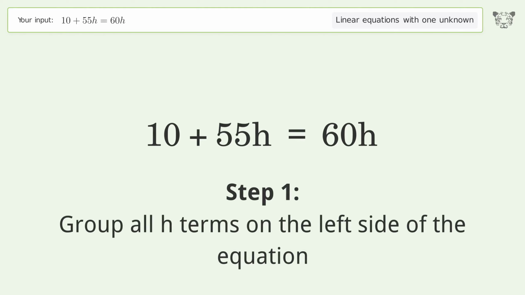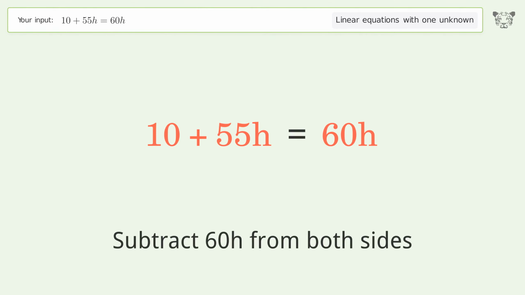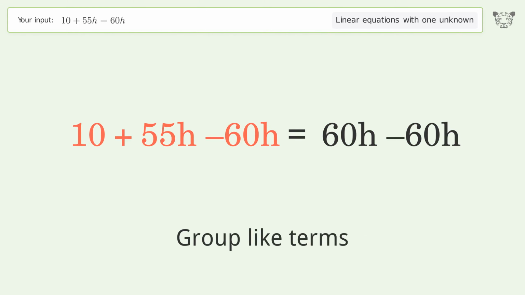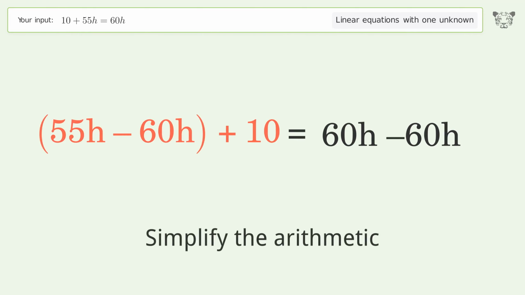Group all h terms on the left side of the equation. Subtract 60h from both sides. Group like terms. Simplify the arithmetic.